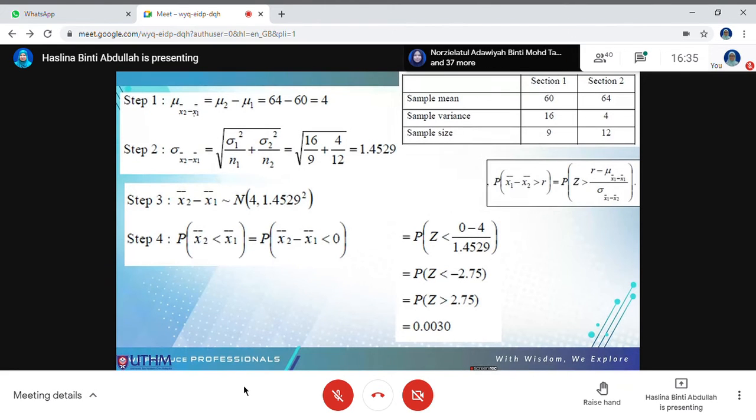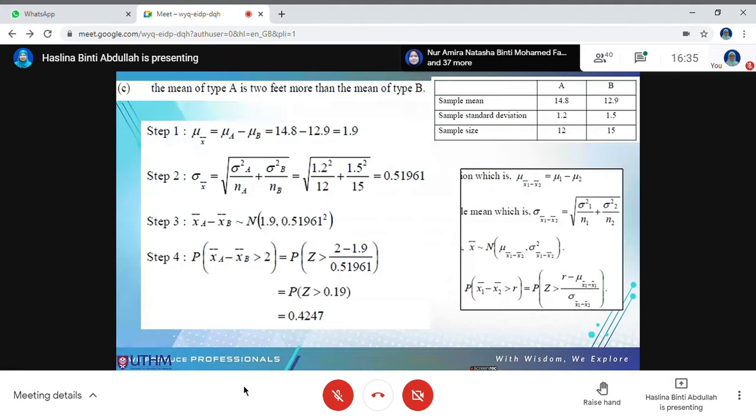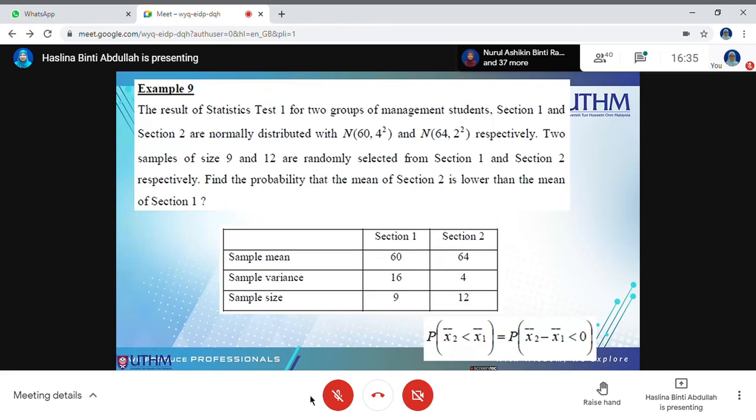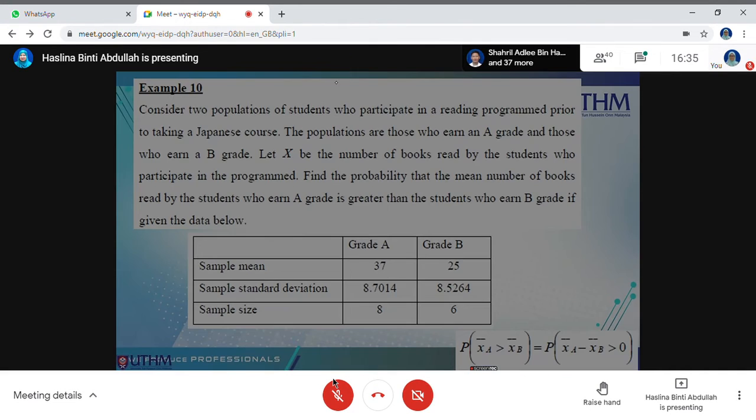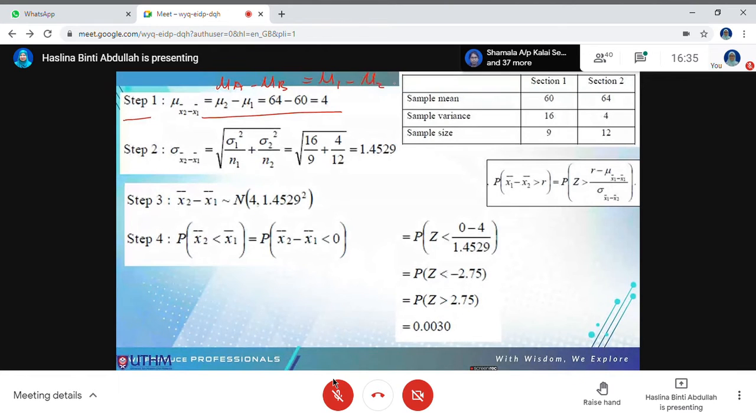Okay, step 1, mu X bar. If you refer to example 1, here it is mu A minus mu B. Mu A refers to sample 1, mu B refers to sample 2. Correct? But why for the second example, is it mu2 minus mu1? Can you see the difference between the first example and the second example? In the previous example, mu A minus mu B, which is the same as mu1 minus mu2. But for this example, step 1 is mu2 minus mu1.